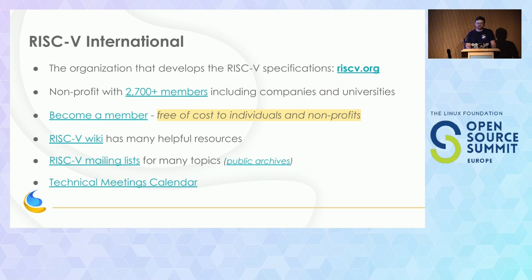There's a wiki that has a lot of helpful resources that I'm always pulling up when I'm trying to look something up. And a lot of the development of the specifications happens on different mailing lists for different topic areas. You do need to be a member to participate in the mailing lists, but you can become a member free of cost, and the archives of those mailing lists are public. And many of the different working groups, technical groups and special interest groups might have weekly, biweekly or sometimes monthly meetings, so you can find all of those on the technical meetings calendar.